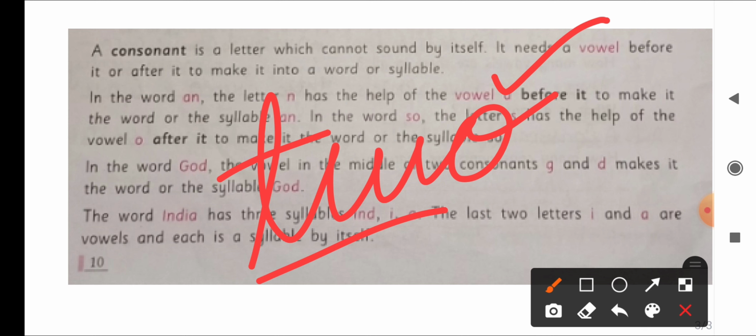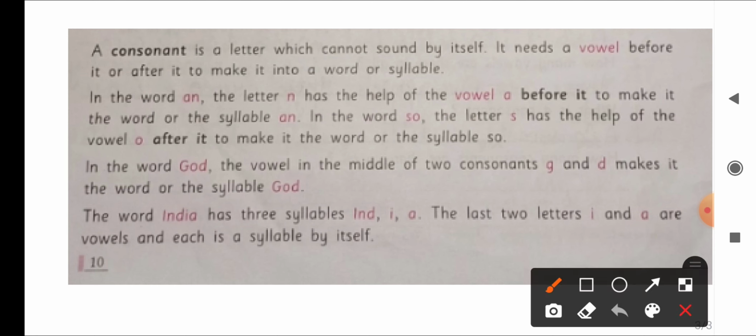But when we add a vowel after the consonants, then we get a word that is TWO, two. We can term this as a word or syllable. Got it? We'll move further.